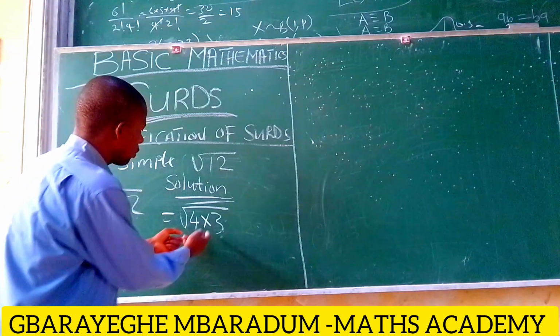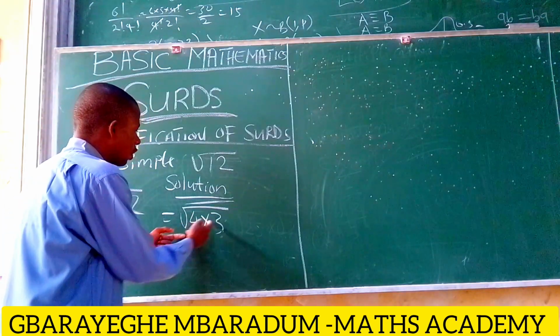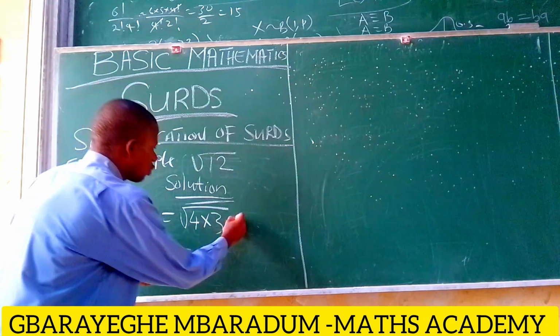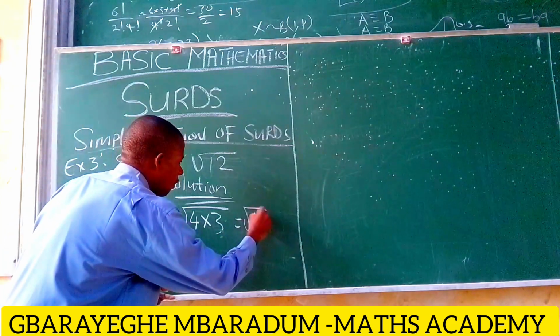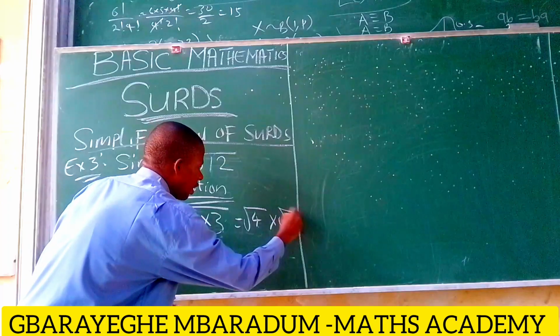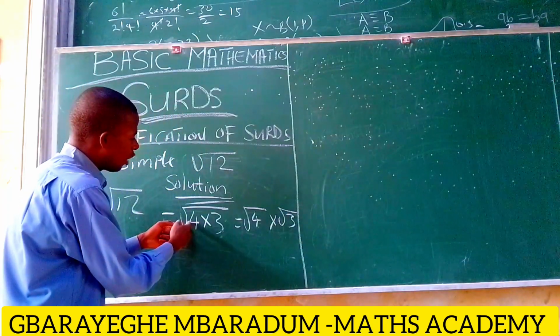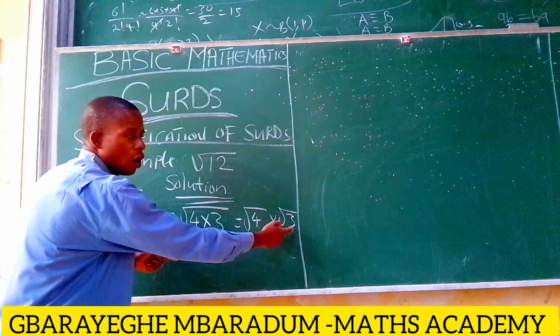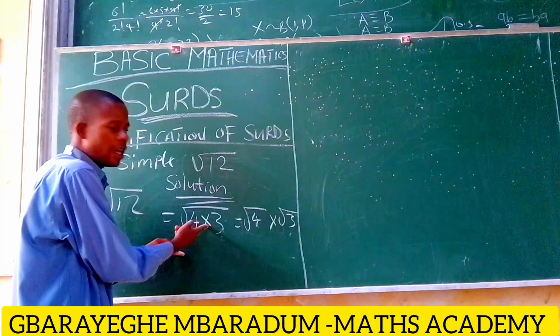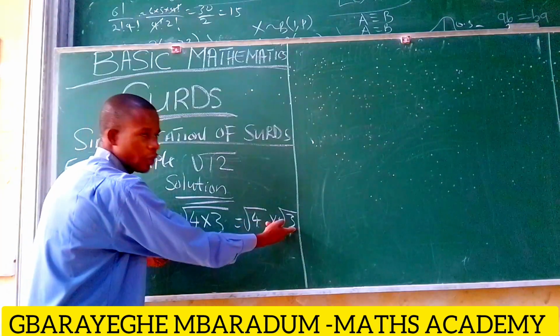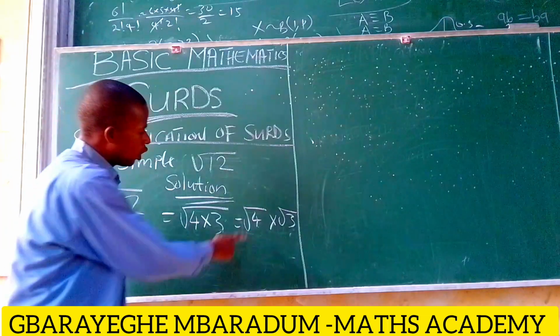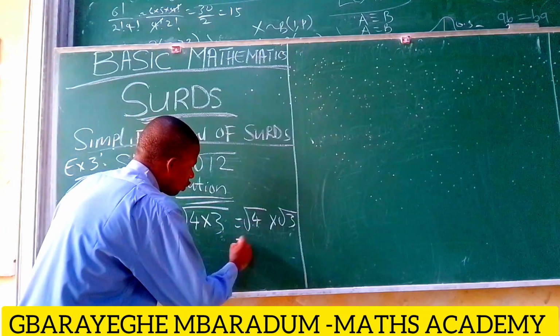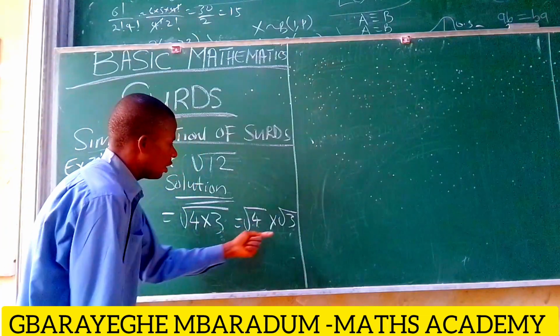Now at this point, note that the square root of 4 times 3 is the same thing as the square root of 4 times the square root of 3, because the square root affects both 4 and 3, right? That's why we also have the square root of 4 and also the square root of 3. But there was multiplication here, right? That's why I put this multiplication before this 3. Now at this point, know that the square root of 4 is 2, right?